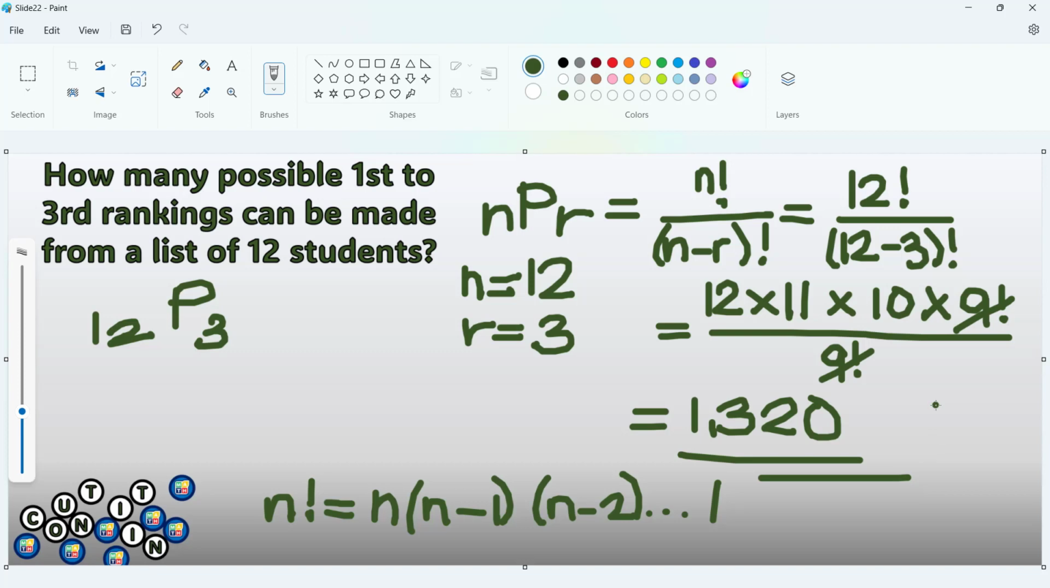So this is how we answer this kind of problem for this situation, because this fits the idea of permutation, which means there are no repetitions and rankings or assignments or arrangements are actually counted differently even with the same objects or students in this case.